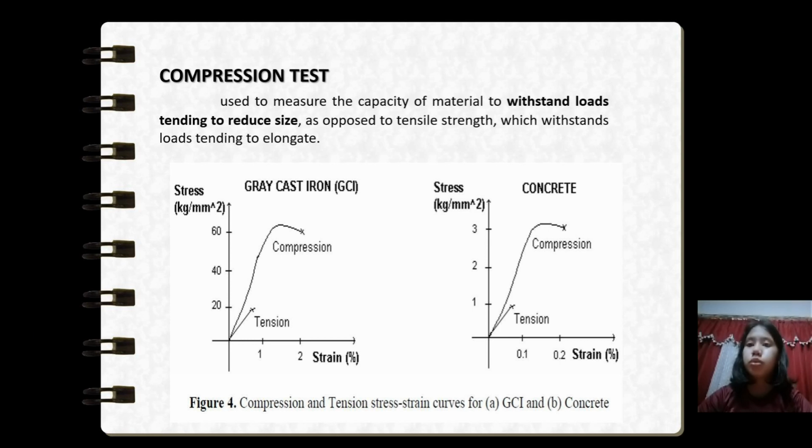Compression test is used to measure the capacity of a material to withstand loads tending to reduce size. It is opposite to tensile strength, which withstands loads tending to elongate. If a tension test is to elongate the material, a compression test is to compress the material. Gray cast iron and concrete are materials that can be tested in a compression test. As you can see in the graph, these materials are more suited to compression than to elongation because they have more compressive strength than tensile strength.